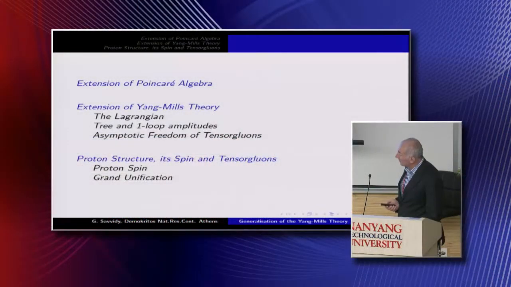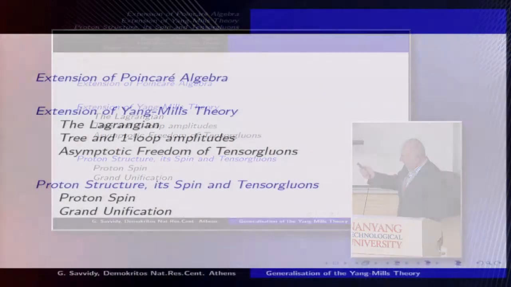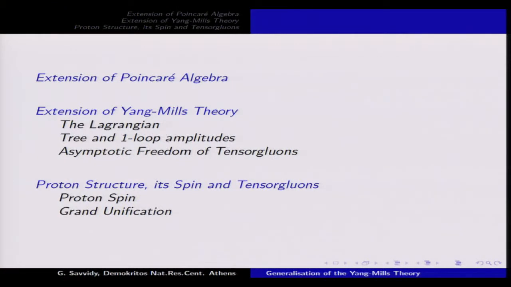I will calculate the tree and one-loop amplitudes. I will show that this higher spin Yang-Mills boson also contributes to the asymptotic freedom. And then I will speculate about the appearance of these tensor gluons in the proton and how it influences the grand unification.